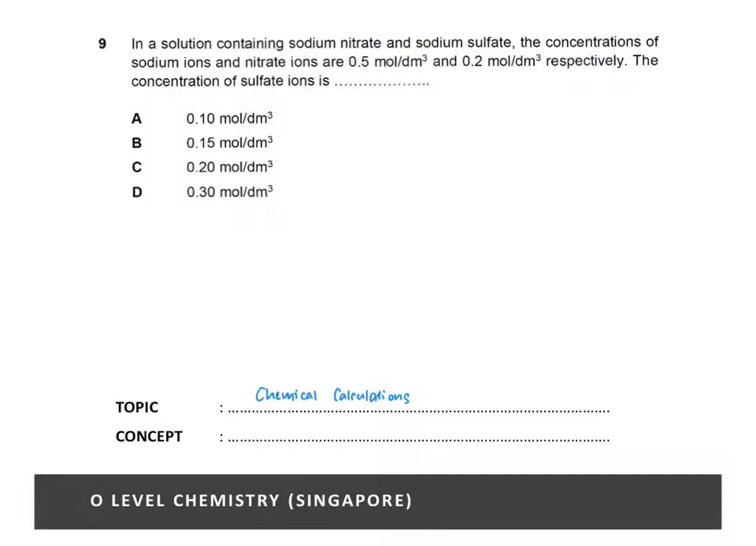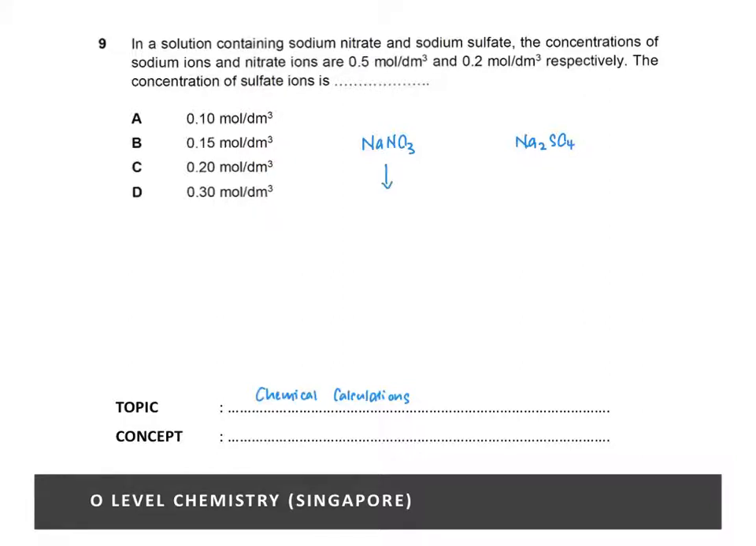This question is on chemical calculation. So the question states that you have a solution that contains a mixture of two salts, and the two salts are sodium nitrate and sodium sulfate. Alright, so the first thing is we need to write out the formula of the two salts.